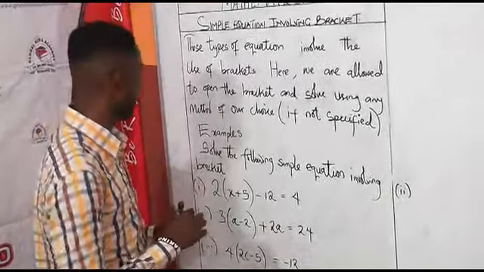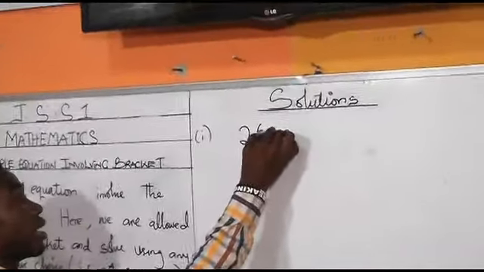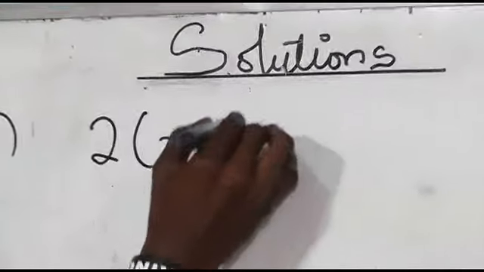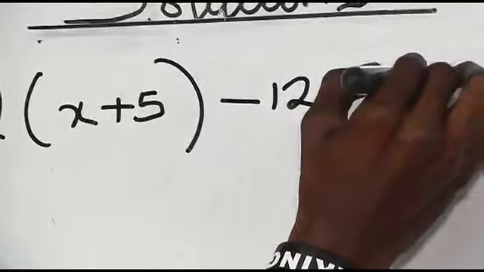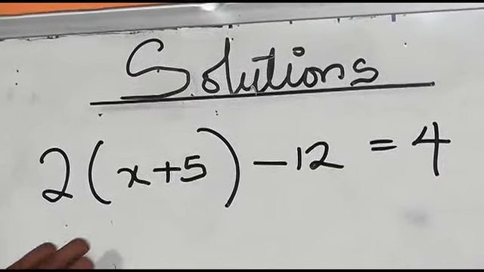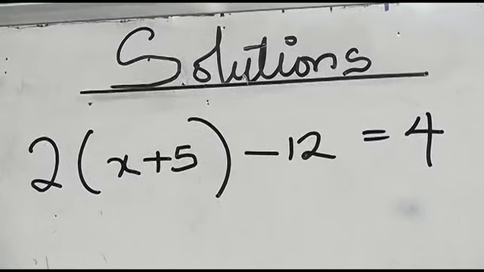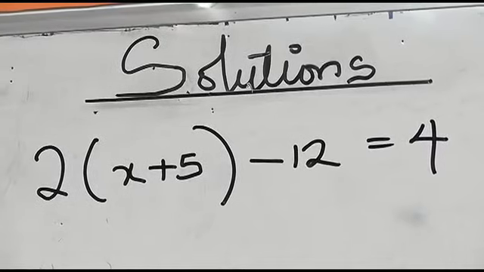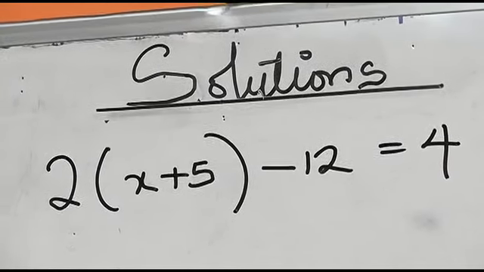For the first one, we have 2(x + 5) - 12 = 4. Now we want to solve this question. If you observe carefully, there is a difference between these questions and the ones we solved in our first lesson. This one involves the use of brackets, while the other ones we solved did not involve the use of brackets.